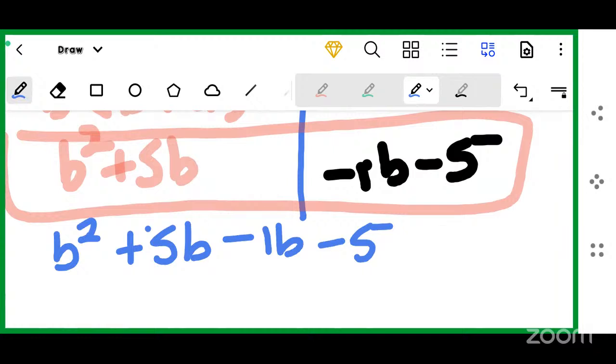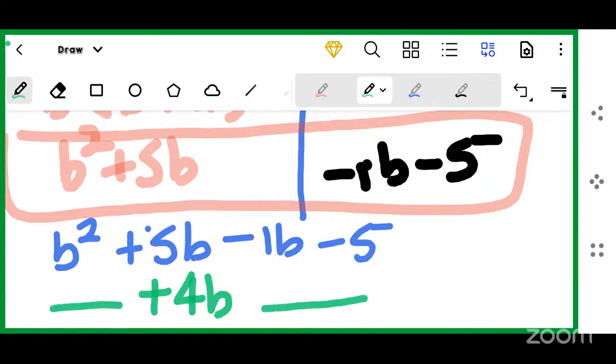Ole, what is 5b minus 1b? 4b. Okay, so we write our 4b, which is positive. Now you have to copy what's left, because this one we already found the answer. So on your left hand side, which one is gonna remain?